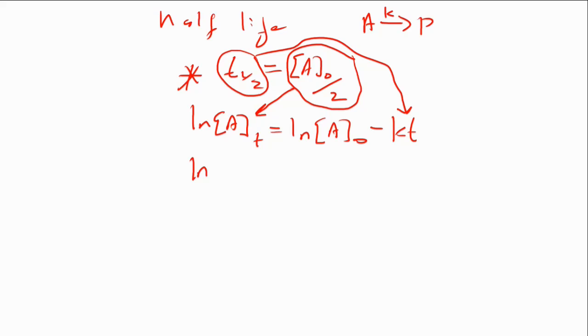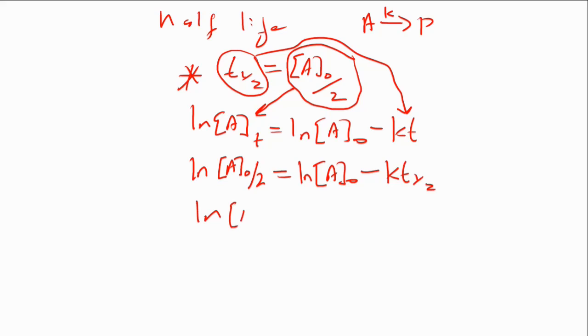This can be done in a number of ways. I'm just going the simplest route, or what I think is the simplest route. Okay, minus k t half. Now we can do a little bit of a subtraction. Okay, ln, we'll just carry this one across the equal sign.